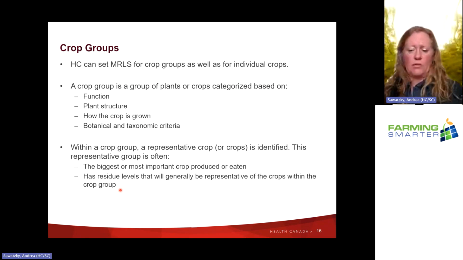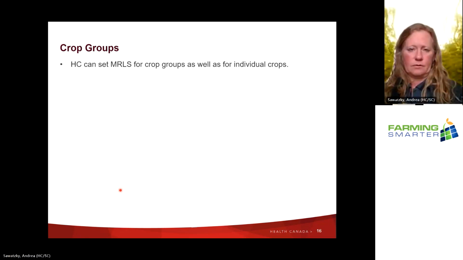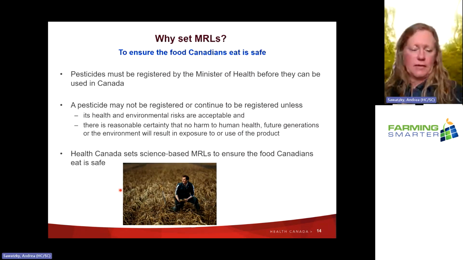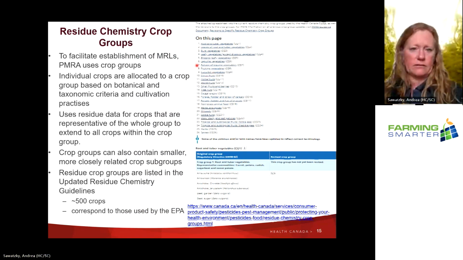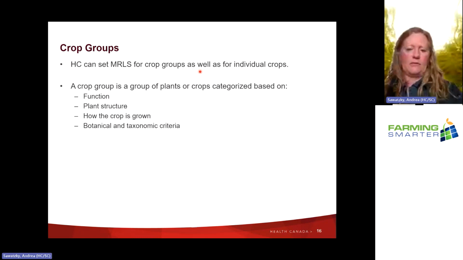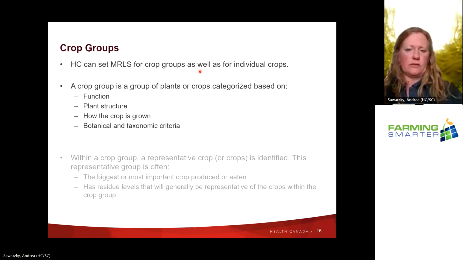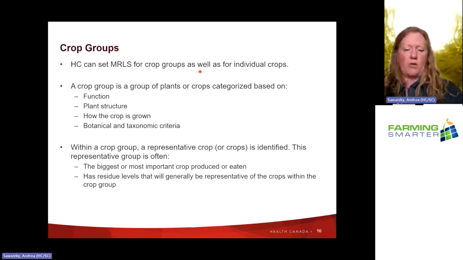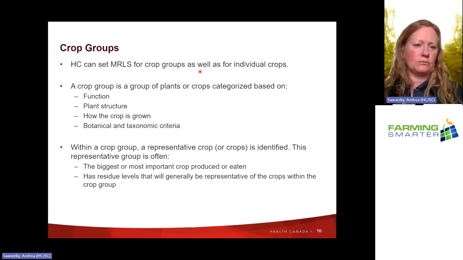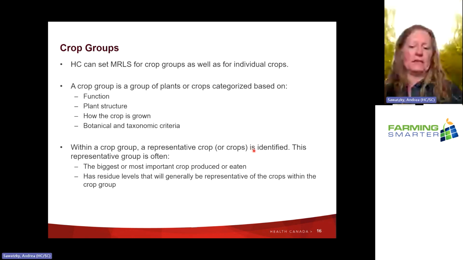For example, if we go back to group 8 over here, what do we say here? Group 8 is fruiting vegetables. So the representative crop for that crop grouping would be the tomato. Tomatoes are a big crop in that crop group.